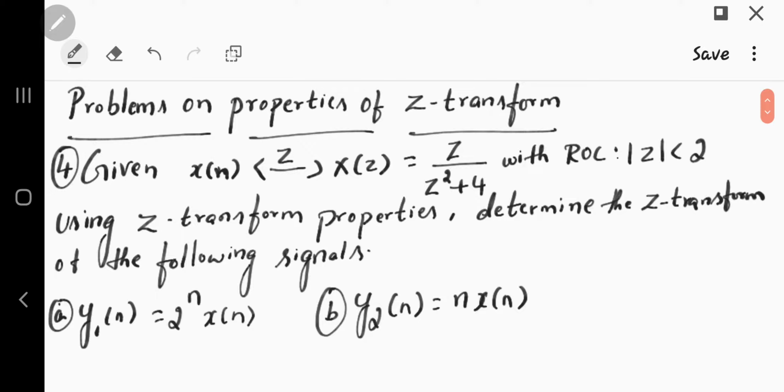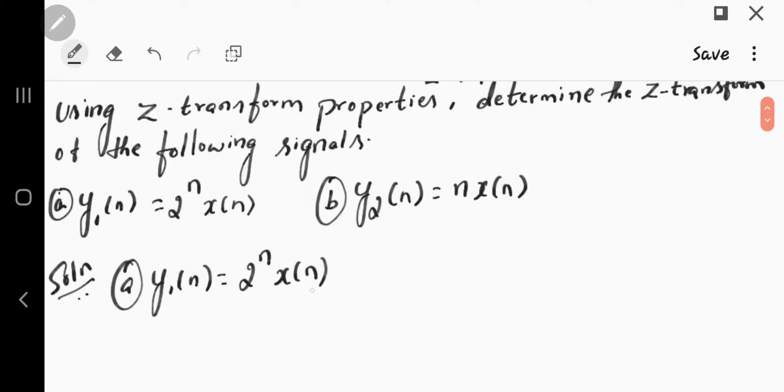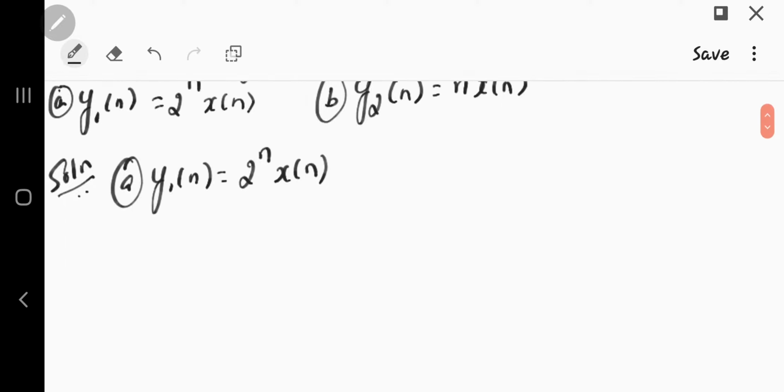Now, using Z transform properties, we have to determine the Z transform of these two signals, given y1 of n is equal to 2 to the power of n into x of n, and y2 of n is equal to n into x of n. So we'll start with the first one. y1 of n is equal to 2 to the power of n into x of n. We are trying to find y1 of z here.